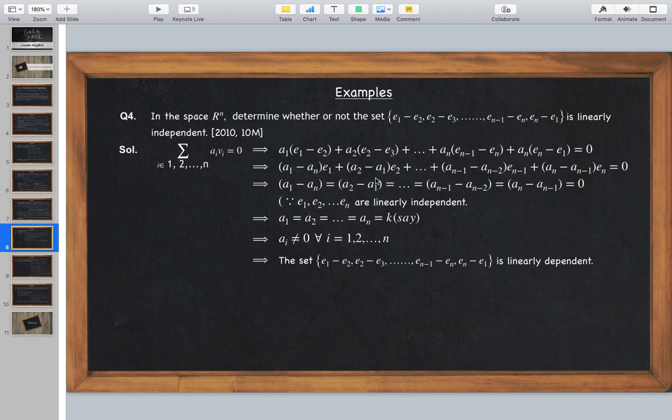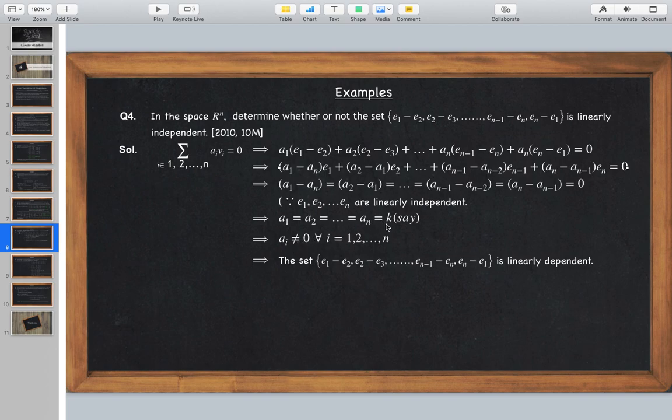Now this is like summation of ai ei equals 0, and since the ei's are linearly independent, it means all the leading coefficients should be 0. This means all these leading coefficients, a1 minus an, a2 minus a1, these all should be equal to 0. So this implies that all of these numbers should be equal to a constant, let's say k, because a1 equals an from this equation, then a2 equals a1, which is also equal to an, and we can similarly follow this recursive solution to see that all of the coefficients are equal to the same number, let's say k.